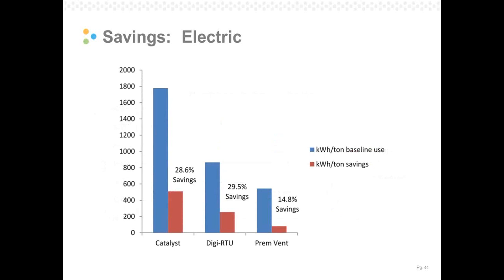If you look at the baseline consumption of each unit by technology, this is not ideal, but it's something that I guess we had to deal with. The Catalyst product did see baseline consumption on their units much higher than the other two products, but it does show that there are savings across units. So with the 28% savings that we saw on Catalyst and the 29% savings on the Digi RTU, and the smaller savings of 15% on the premium ventilation.